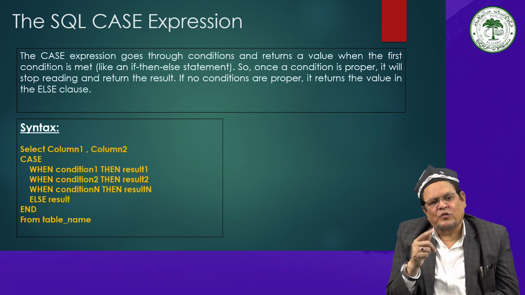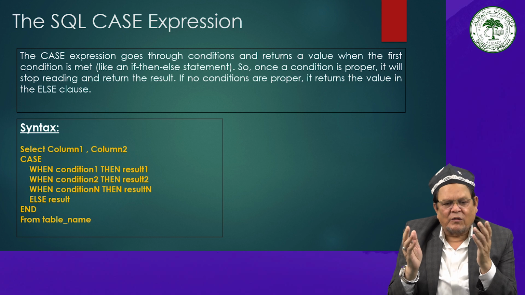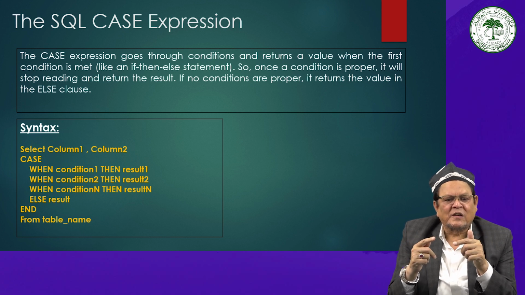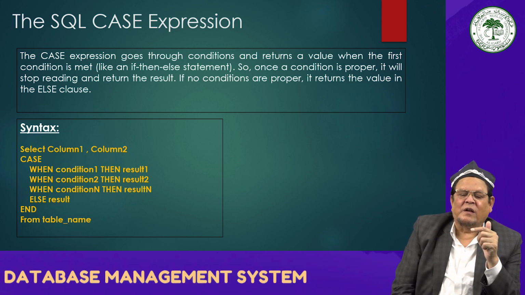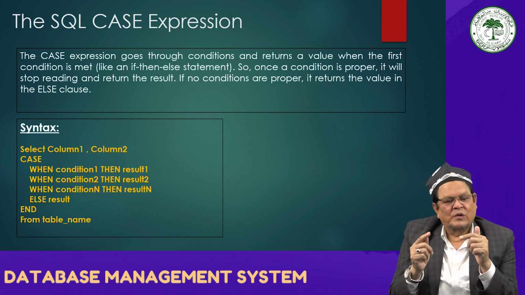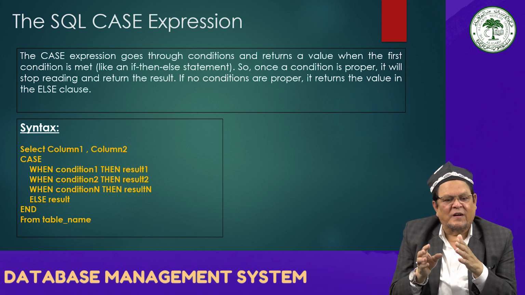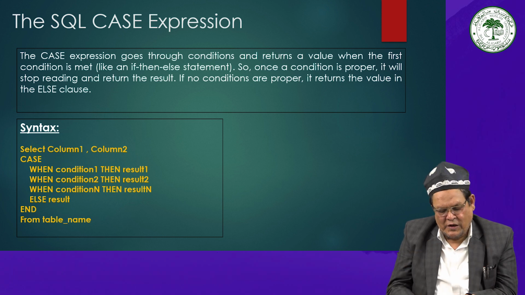SELECT column 1, column 2, or whatever you like, even star. CASE WHEN condition 1 THEN result 1, WHEN condition 2 THEN result 2, and so on up to WHEN condition n THEN result n, ELSE result, then END. And then you have to write FROM the table name.